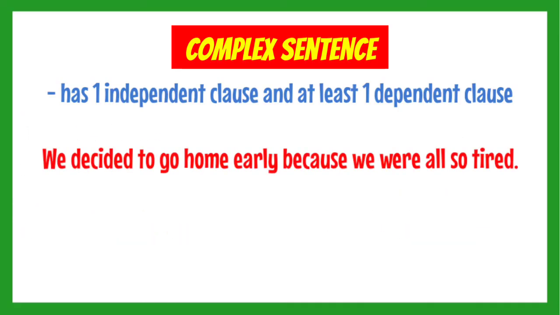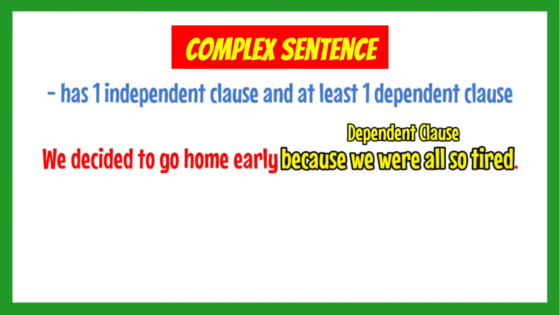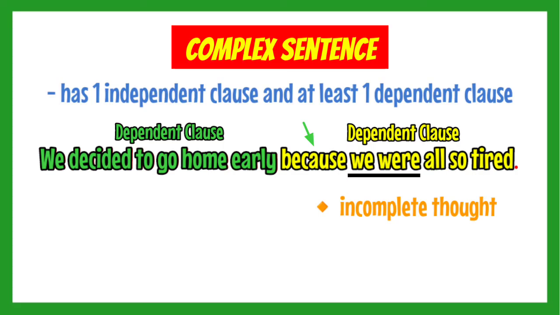Another example: we decided to go home early because we were all so tired. Which is the dependent clause in the sentence? It is because we were all so tired. It is introduced by a subordinating conjunction, because. It has a subject, we, and a verb, were, a linking verb. And it is not a complete sentence or does not have a complete thought. And the independent clause here is we decided to go home early. It expresses a complete thought. And it has a subject, which is we, and a verb, which is decided.